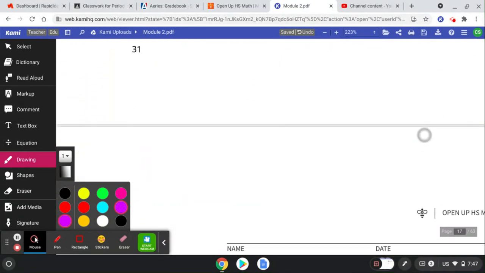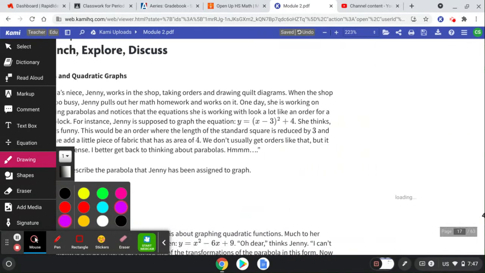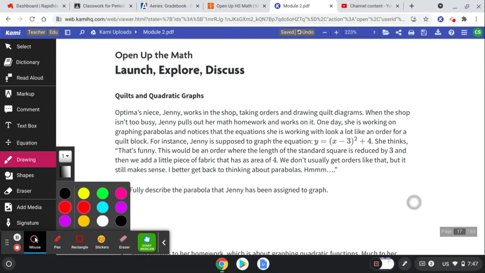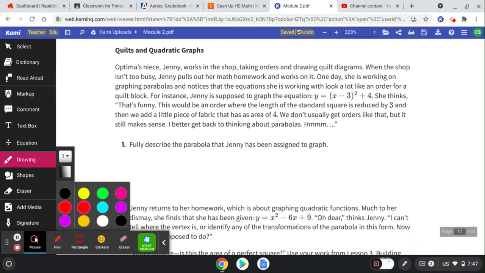Okay, so those were just our warm-up graphings. Let's go see what this lesson is about. Optima's niece Jenny works in the shop. Yep, we're still talking the quilt shop. Taking orders and drawing quilt patterns. When the shop isn't too busy, Jenny pulls out her math homework and works on it. One day she's working on graphing parabolas and notices that the equations she's working on look a lot like the order for a quilt block.